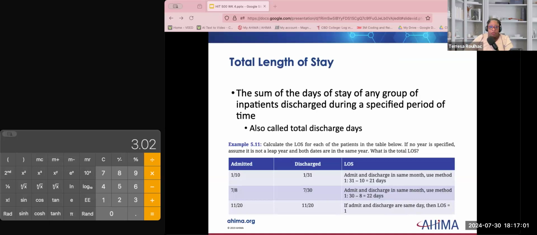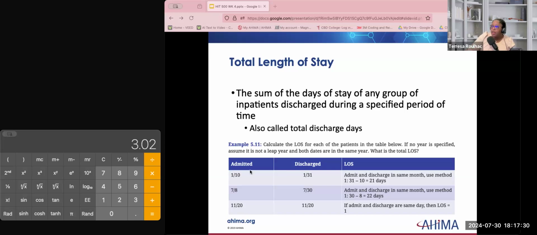Okay, now this is how you would see it. In this slide, we're calculating the length of stay of the patients in the table below. If there's no year specified, we assume that it's not a leap year. So we know that non-leap years have 365 days, and both dates are in the same year. So we look at what the total length of stay is. Now we're calculating the length of stay for each patient, right?